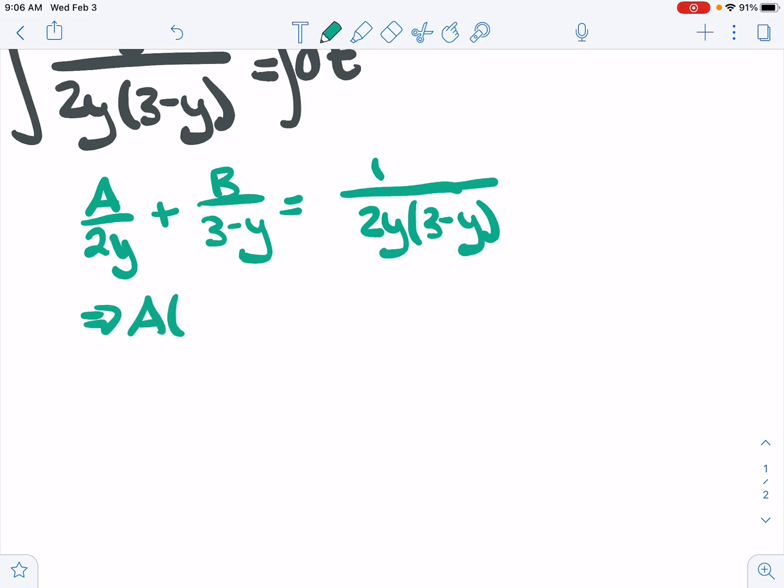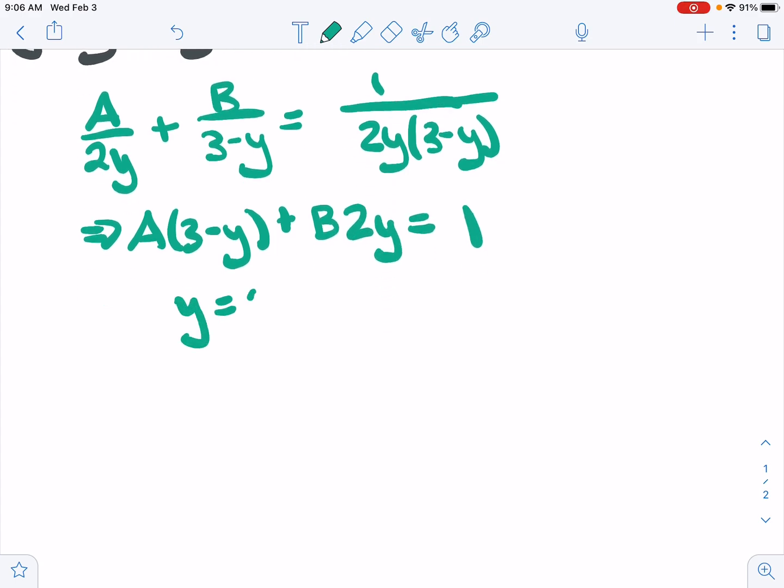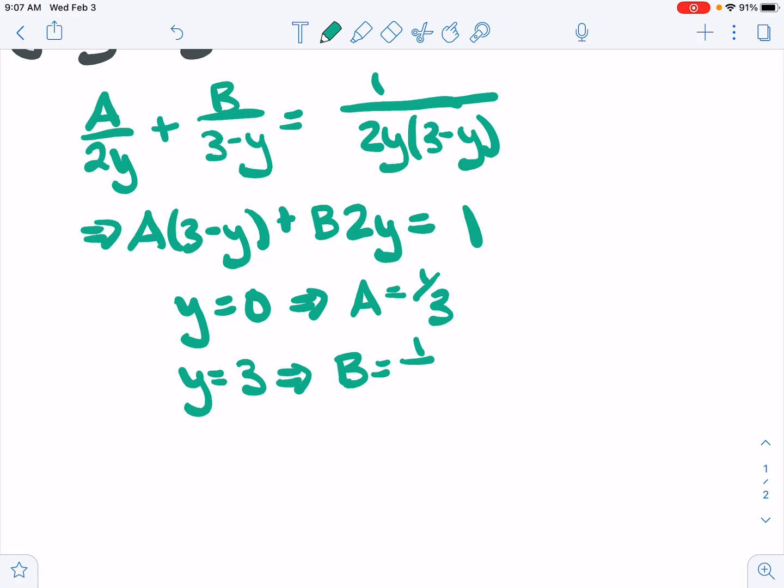And we multiply both sides by the common denominator. We have A times (3 minus y) plus B times 2y equals 1. If I set y equal to 0, then the B term goes to 0, and we're left with 3A equals 1, so A equals 1/3. And if we set y equal to 3, then we get B equals 1/6.